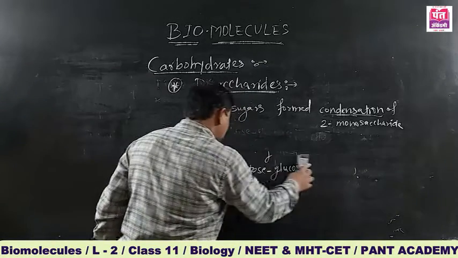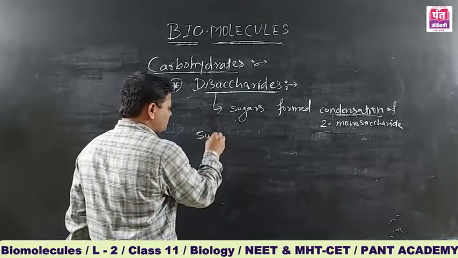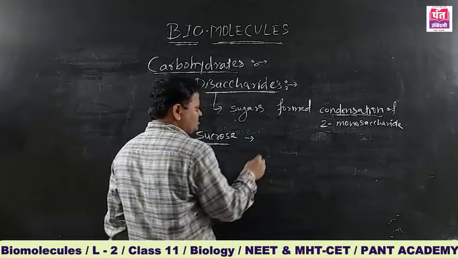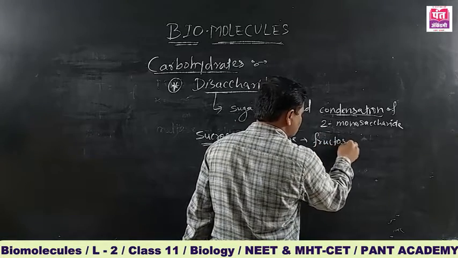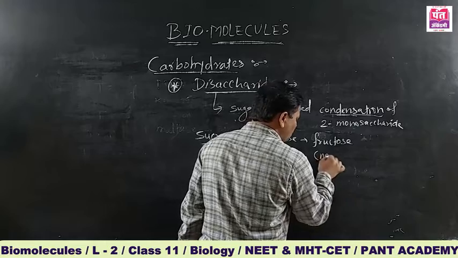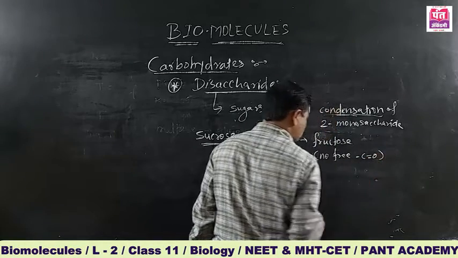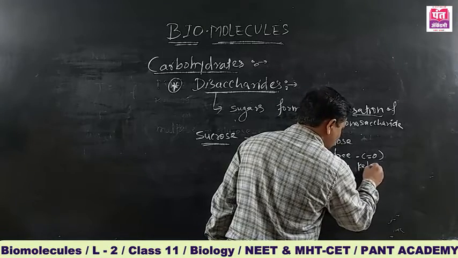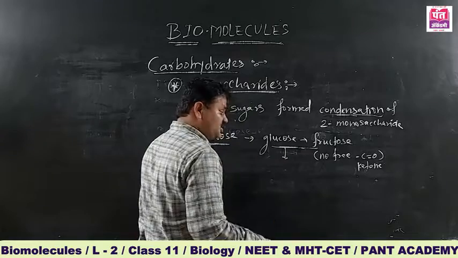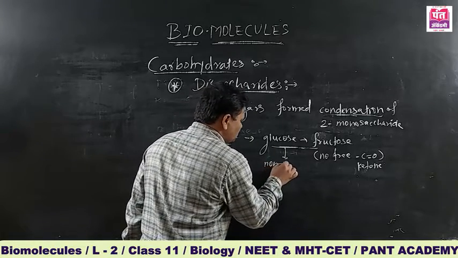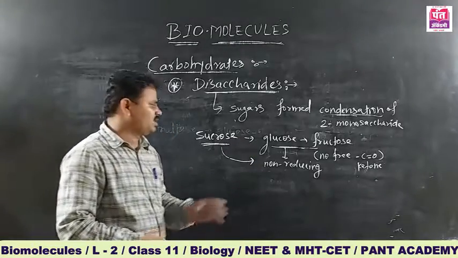But when we look at other kinds of sugars such as sucrose, in sucrose, glucose is linked to fructose, and it contains no free C double bond O or ketone group to react with the reagent, and therefore there is no reducing power in this sugar, and therefore it is called a non-reducing sugar. This sucrose is a non-reducing sugar.